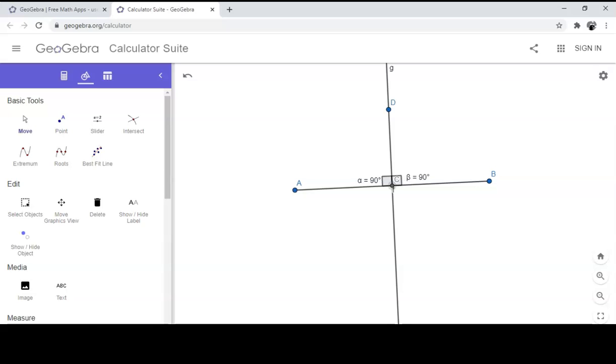Now, if you've forgotten, the thing that shows up in front of the angle measure here, those are just the Greek letters alpha and beta.